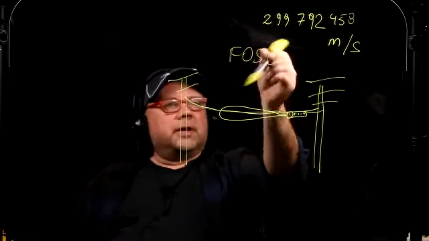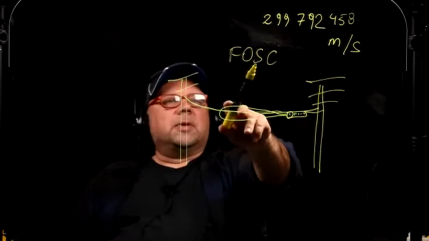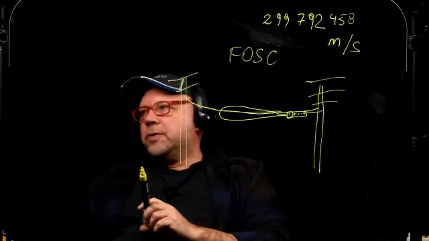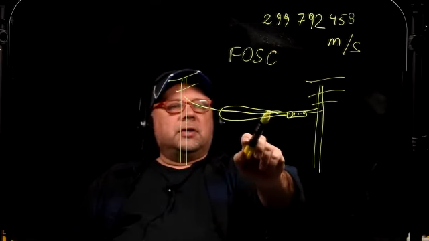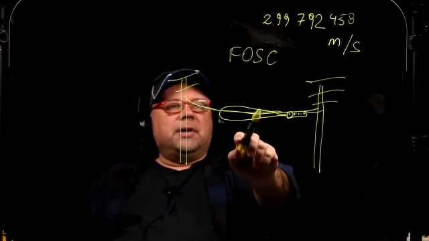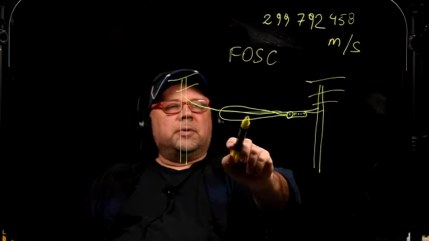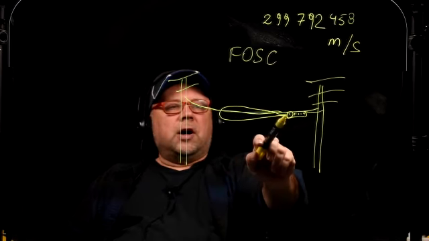I'm running out of ink. Okay. Fiber optic splice closure. Very popular thing right now. What's happening here? These black heavy cables, these are the fiber optic lines that are running into the FOSC.